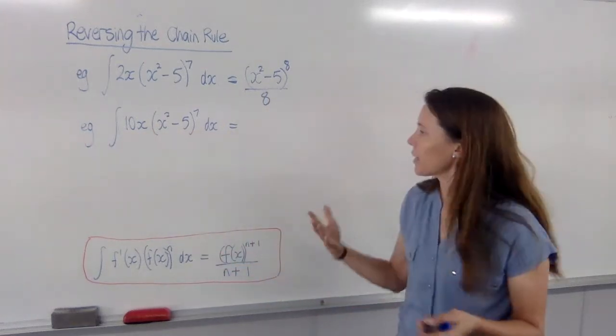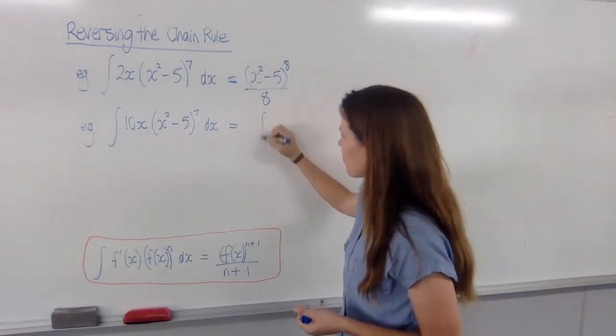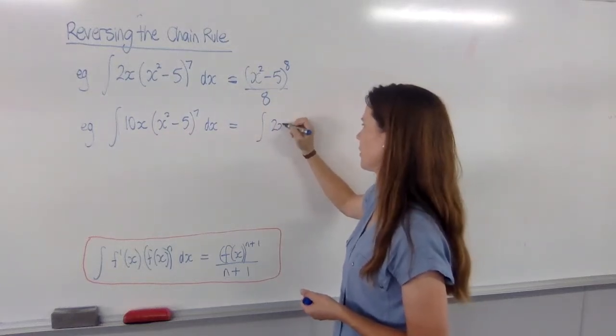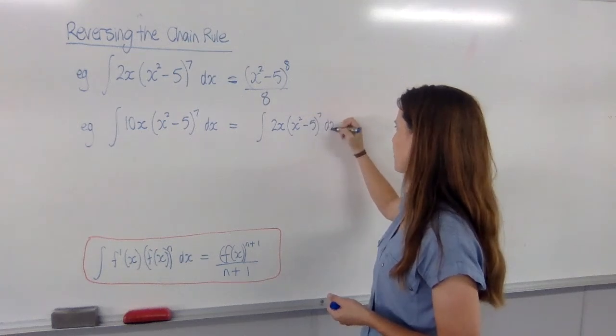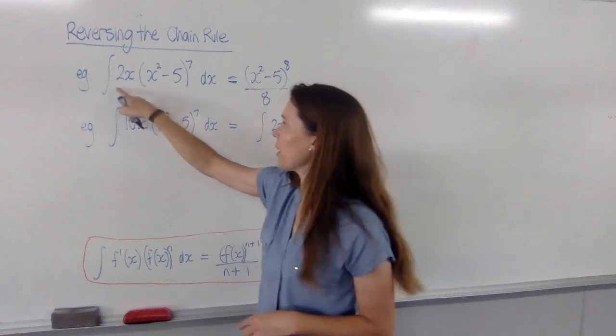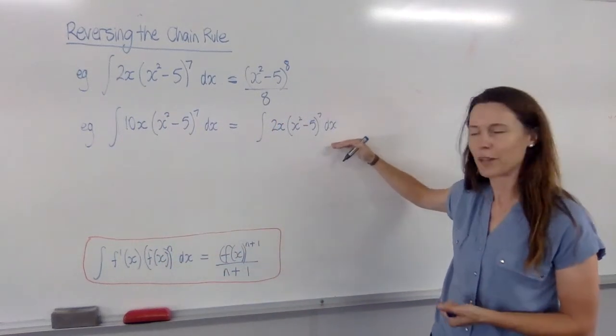What can I do? Well, I can account for it. I can change the question and say, gee, I really wish you'd given me this question. I wish I had 2x out the front, and then the x squared minus 5 to the power of 7 in brackets, because if you'd given me that, I'd know what to do with it, because the 2x is the differentiation of what's in the bracket, so I really would rather this, thank you very much.